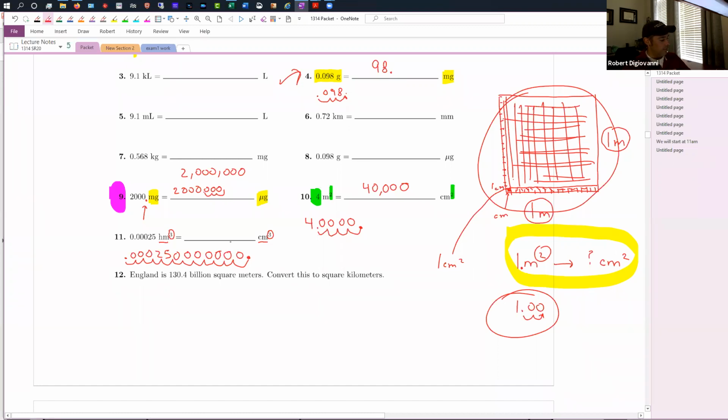And the reason we do it 3 times is because it's cubed. Like the last one, it was squared, that's why we did it twice. Exactly.